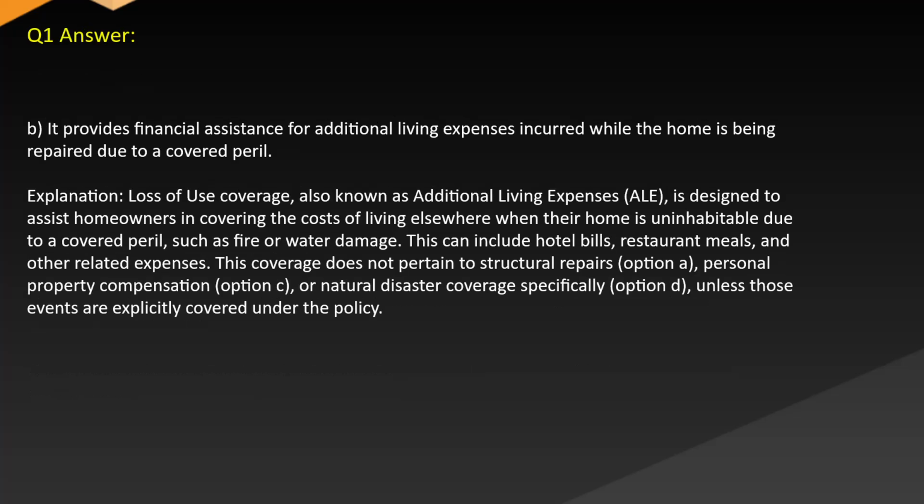Answer. B. It provides financial assistance for additional living expenses incurred while the home is being repaired due to a covered peril. Explanation. Loss of use coverage, also known as additional living expenses (ALE), is designed to assist homeowners in covering the costs of living elsewhere when their home is uninhabitable due to a covered peril such as fire or water damage. This can include hotel bills, restaurant meals, and other related expenses. This coverage does not pertain to structural repairs (Option A), personal property compensation (Option C), or natural disaster coverage specifically (Option D), unless those events are explicitly covered under the policy.